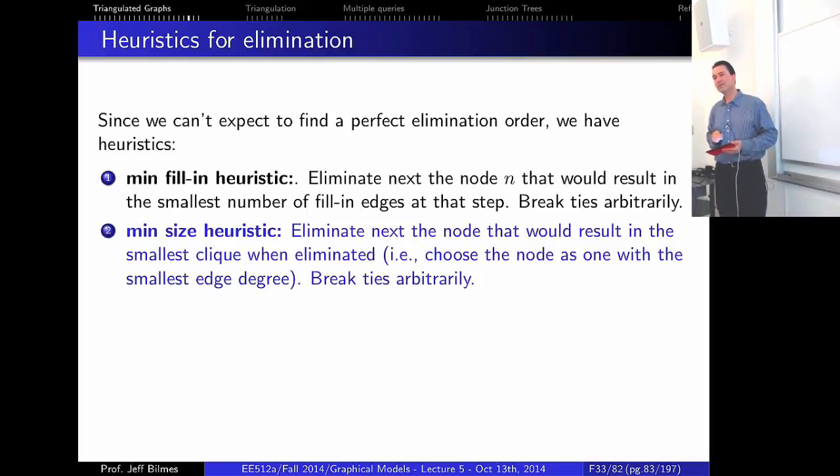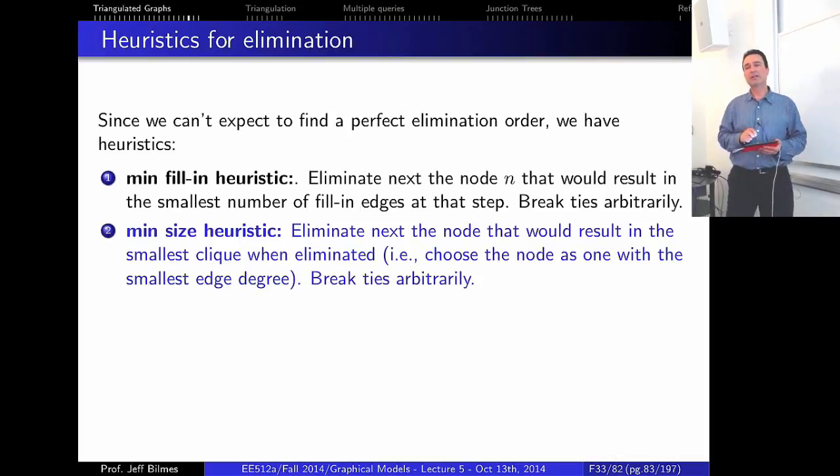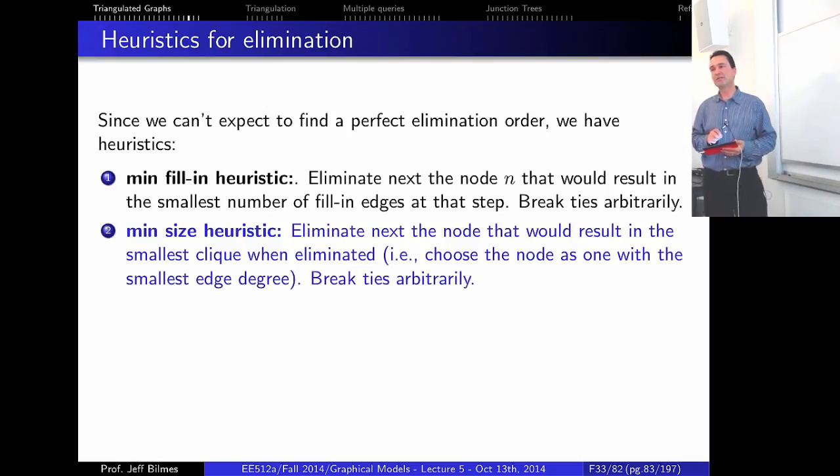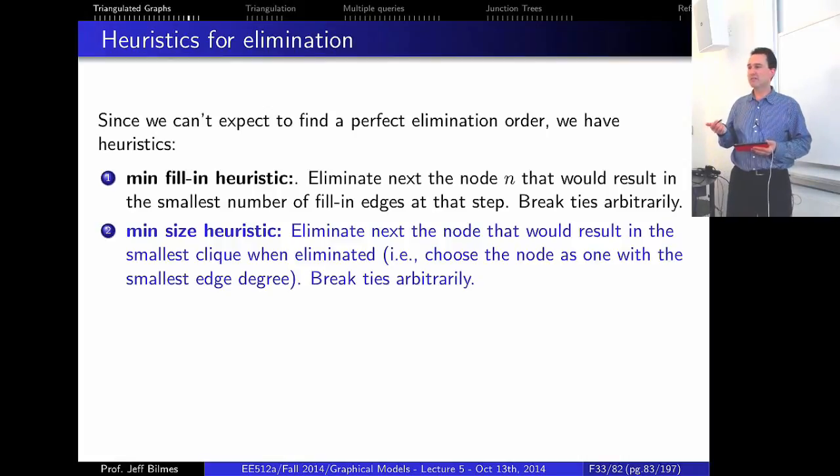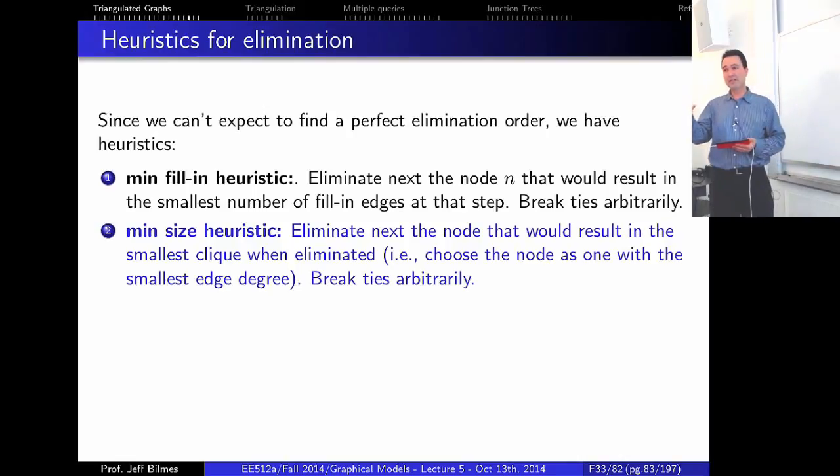The next one does not choose the node that has the least fill-in, but the one that yields the smallest elimination clique, which isn't necessarily the same. You could have a very large elimination clique with a very small fill-in, or a very small elimination clique with a relatively large fill-in. So you might get different decisions depending on which heuristic you use. This one basically cares about the size of the elimination clique at the time.